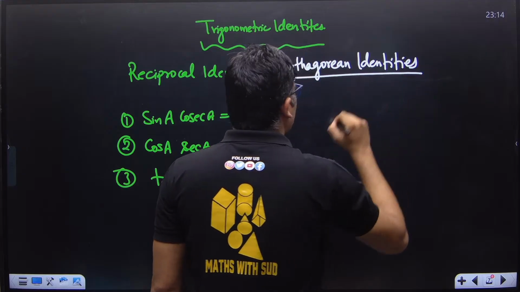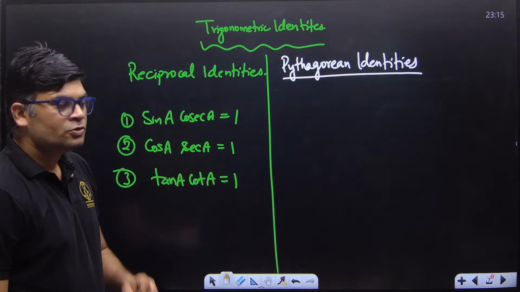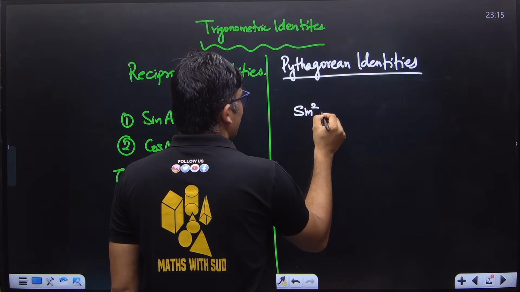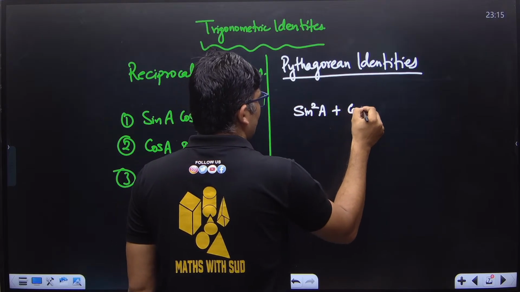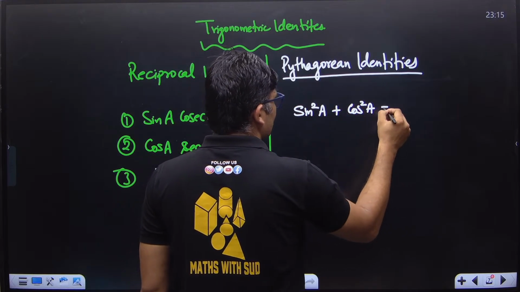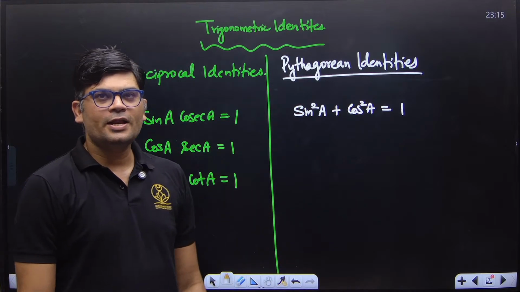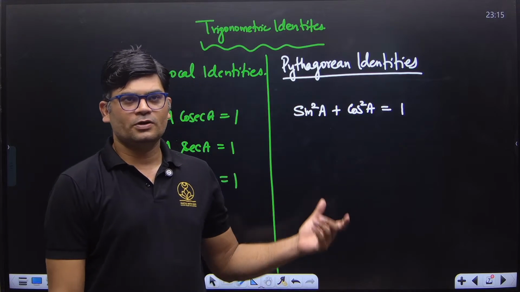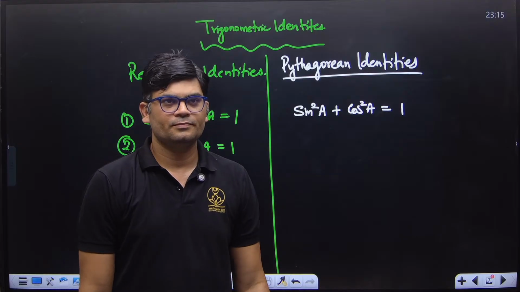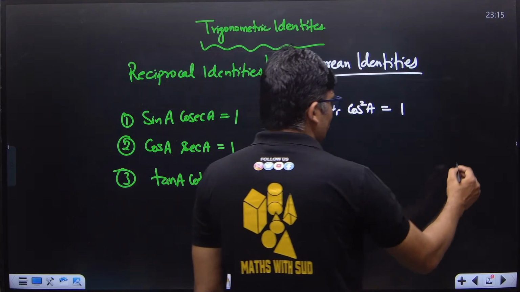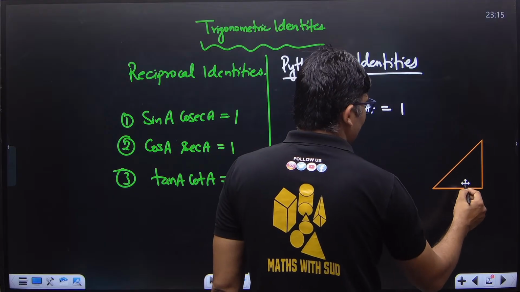What are Pythagorean identities? So the first identity is sine square A plus cos square A is equal to 1. Are you aware about this? No. Okay. So first I will prove it for you and then we will remember this.